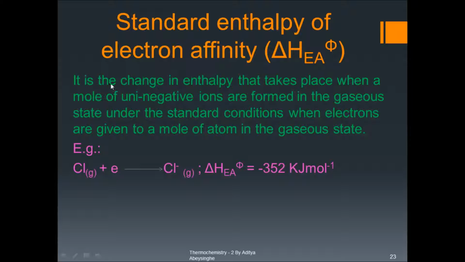So the standard enthalpy of electron affinity is defined as the change in enthalpy that takes place when a mole of uni-negative ions are formed in the gaseous state, and it should be in the gaseous state under the standard conditions, when electrons are given to a mole of atoms in the gaseous state. So the energy change of the standard enthalpy of electron affinity for chlorine has been determined or calculated to be minus 352 kilojoules per mole, and that's an exothermic reaction.